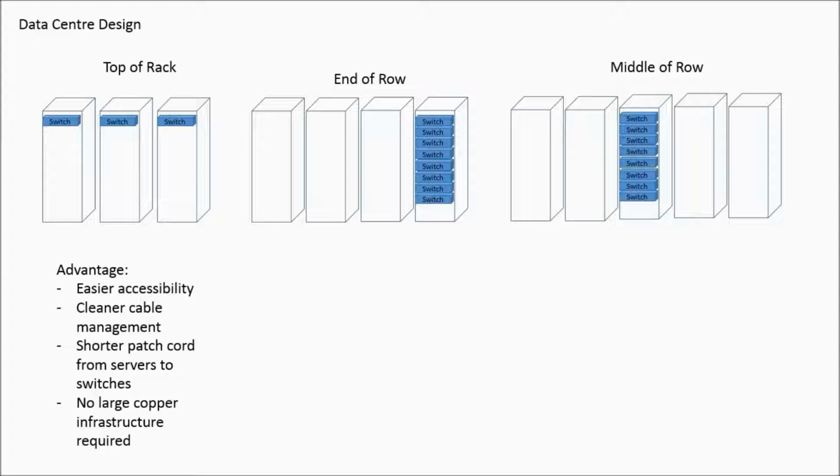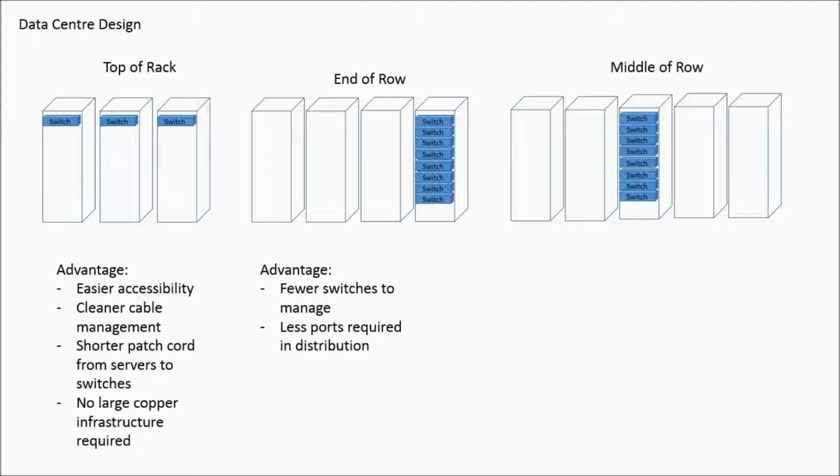For the top of rack, one advantage is that it is easier to access the network because there's one switch per rack, and the cable management can be cleaner because all the copper patch cords are within the rack, and no large copper infrastructure is required between the racks. Also, shorter patch cords can be used to connect between the servers and the switches.